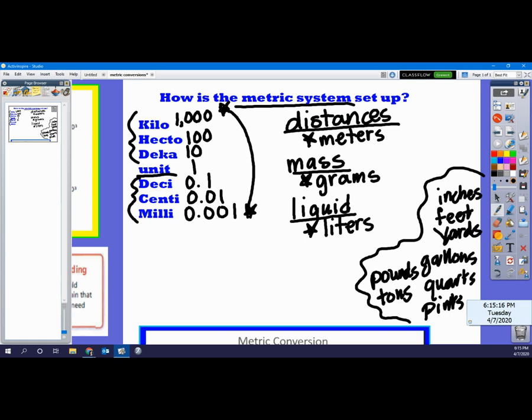I hope this helps in our foundation of the metric system. Watch the next video to understand how to convert within the metric system.